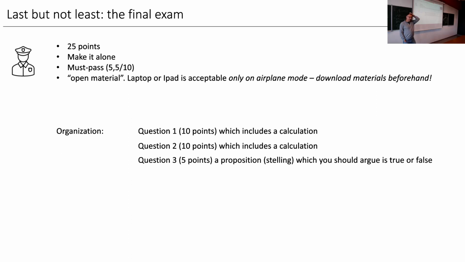So you have 3 assignments for 25 points. This exam is also weighted 25 points. Of course, the exam you make alone, the assignments you could make in groups. And because this is the only truly individual test we have, this is must pass. That means by virtue of the UR that you have to have 5.5 or higher. So that's the rules.